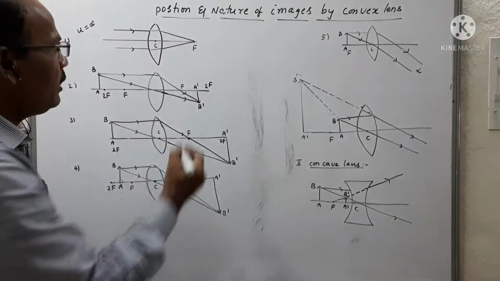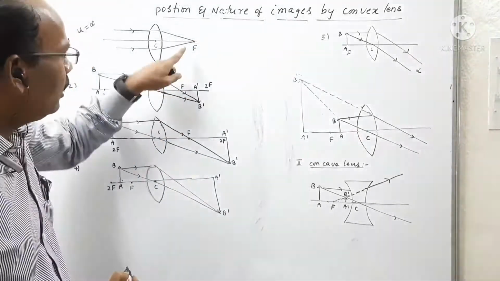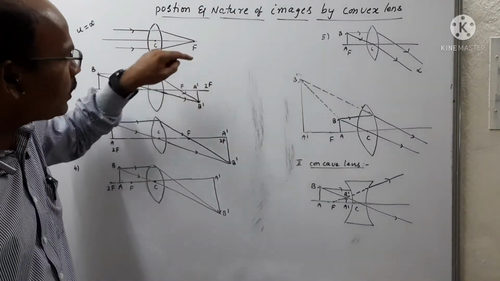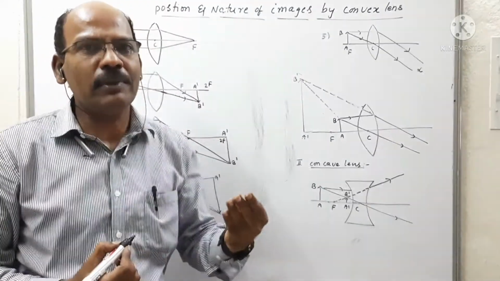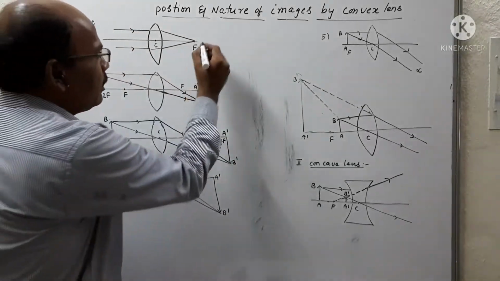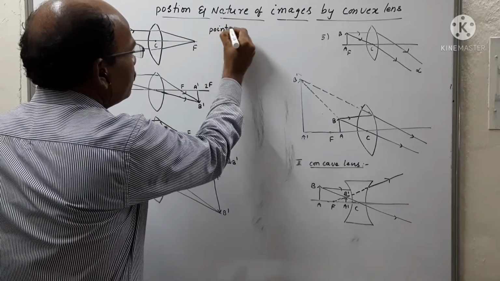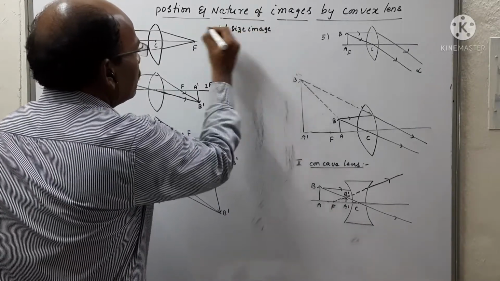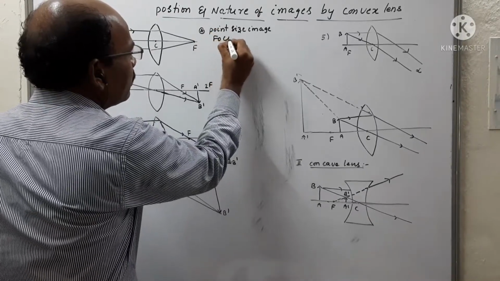After refraction takes place, all the refracted rays are converging at one point. That point is called focus. So the image in the first case is nothing but a point size image which is formed at focus. So the nature and position of the image is a point size image, and it is formed at focus.